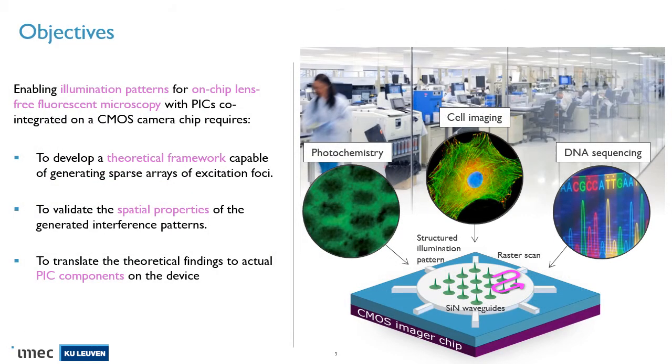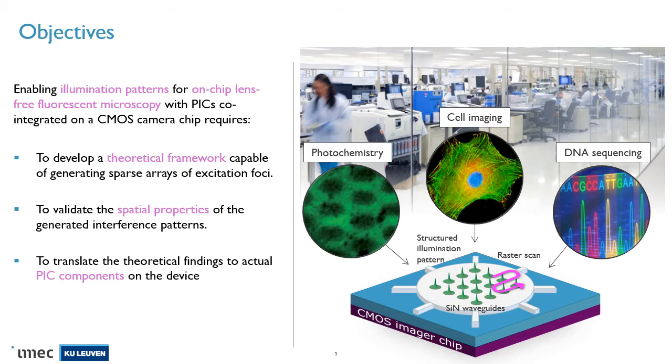Bringing the fluorescence microscope to the chip also carries with it all the applications that are possible using fluorescence microscopy. Since chips can be mass-produced, the on-chip microscope would enable high throughput for cell imaging, photochemistry, and next-gen DNA sequencing, among others.